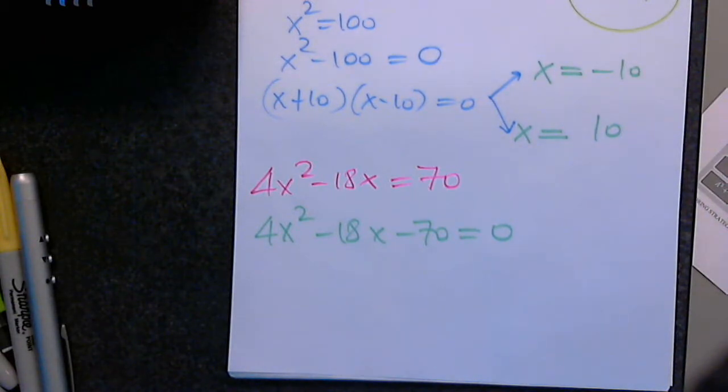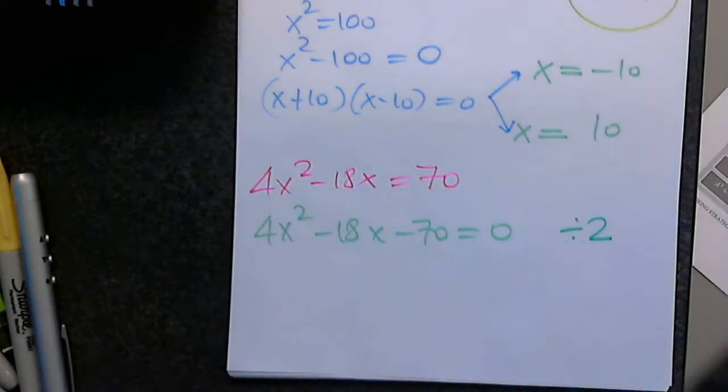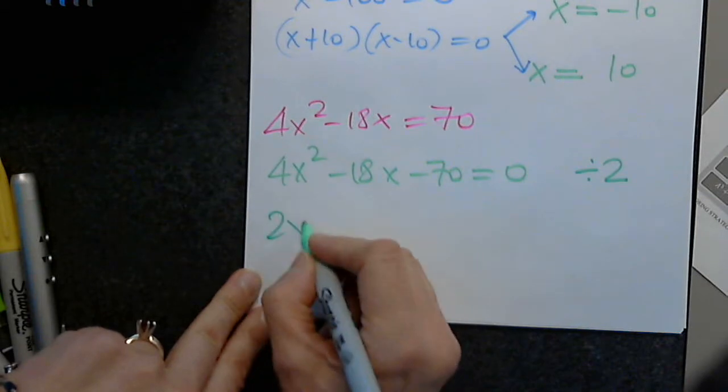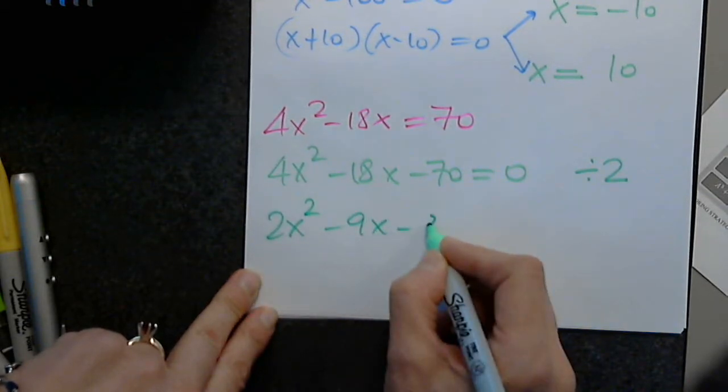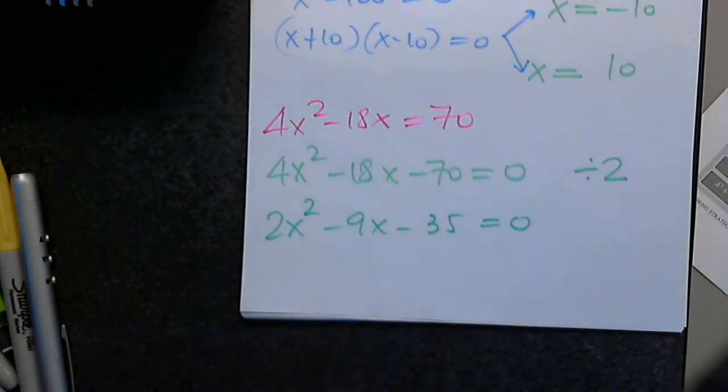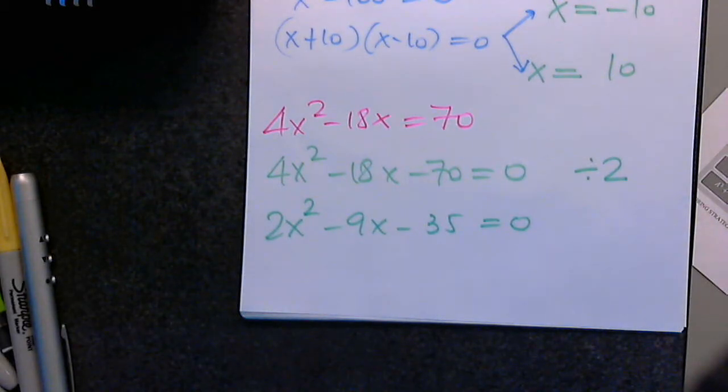Never by x. But in this equation, I can divide both sides by what? 2. Because it's an equation, I don't have to keep that 2. If it were an expression that I was factoring, yes. Okay, so then 2x squared minus 9x minus 35 equals 0. I can divide both sides of an equation by 2 without changing the solution.